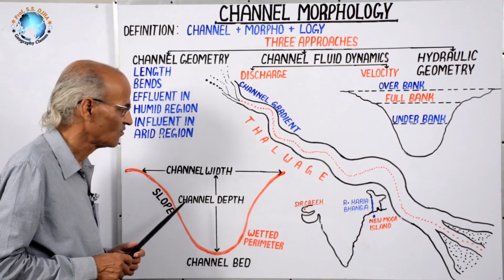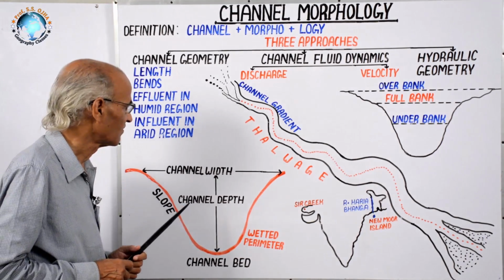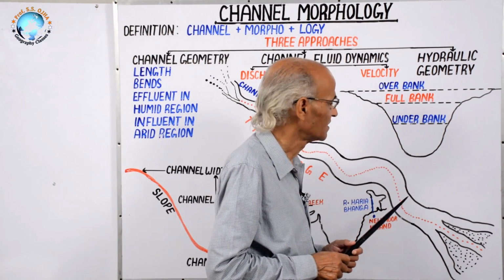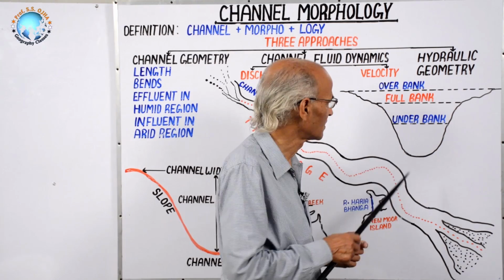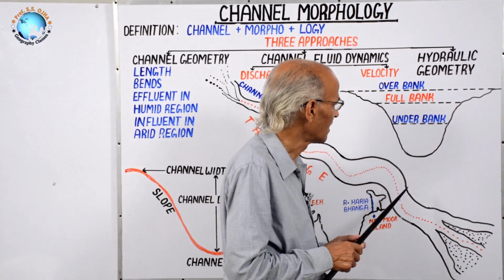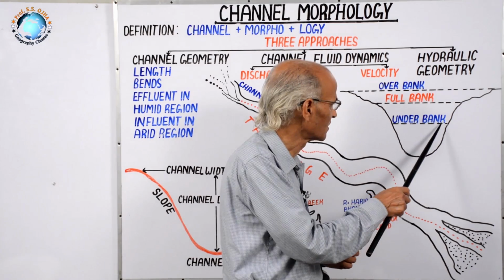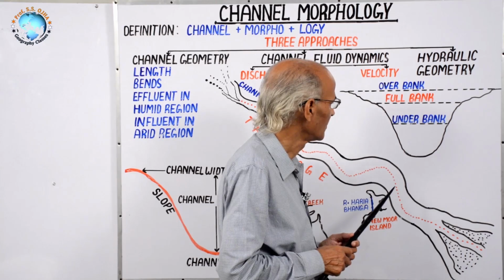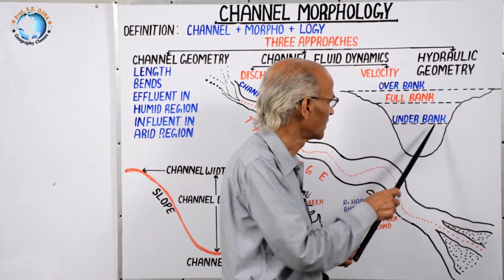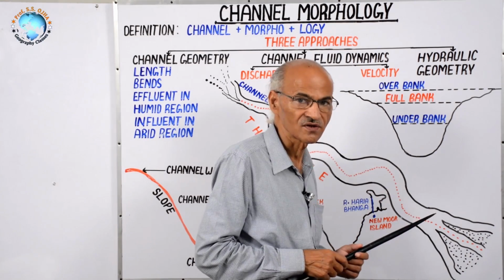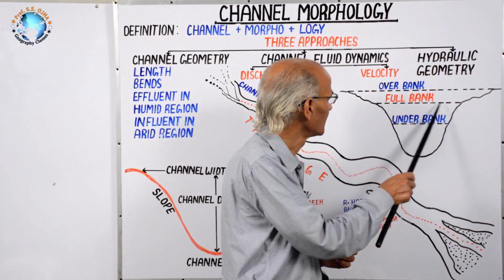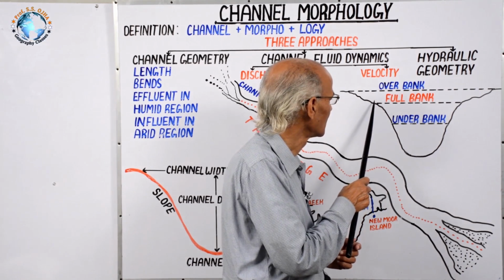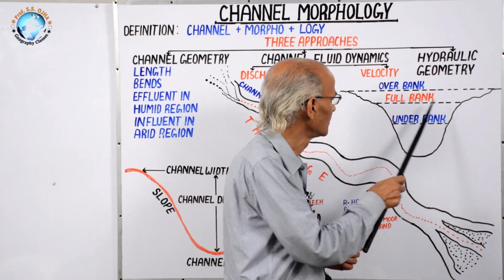Measurement of this width varies from season to season. For example, if you see this valley during lean period, when there is less amount of water, this is underbank. Underbank means this is river water level. So, during this period, the channel width will be measured from point A to point B. But when there is sufficient rainfall, full bank river will be found, and then the width of river or channel will be measured from point A to B.